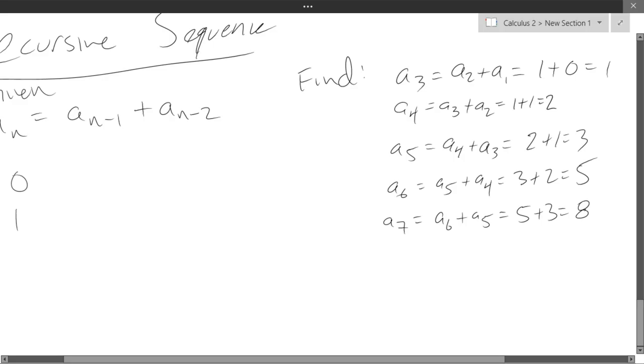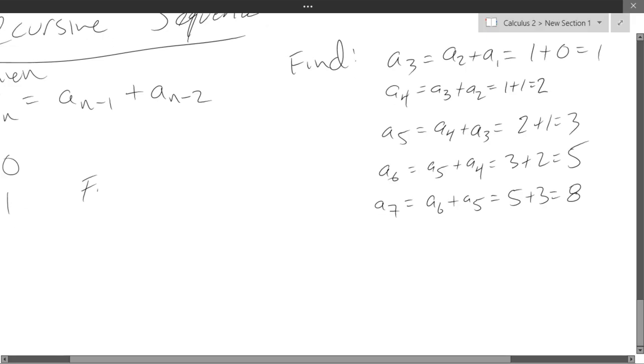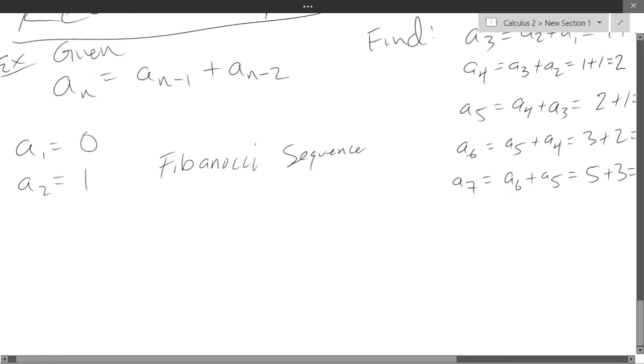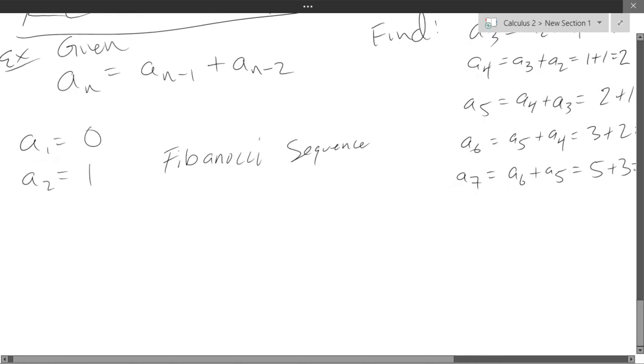Still nobody knows the sequence? Fibonacci sequence. It's Italian, so F-I-B-O-N-A-C-C-I, however you spell that. I think that's right? I don't know. All right, so that's the Fibonacci sequence. There are some useful properties of it. I just used it to talk about a recursively defined sequence.